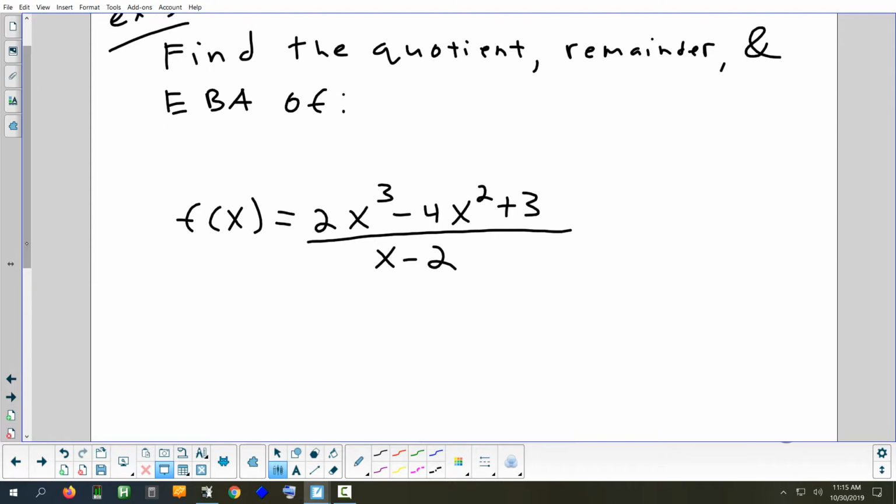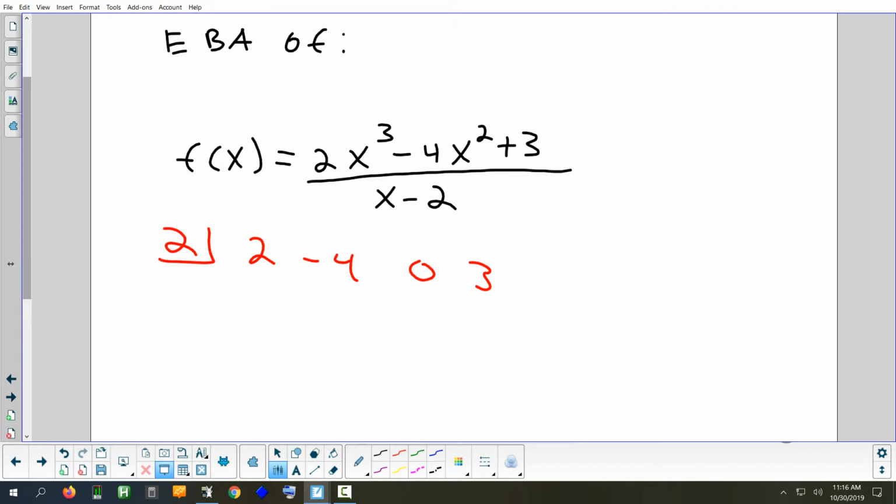Is this a problem that I could do synthetic division on? Yeah, it's of the form x minus a number. So when I have a choice, I prefer synthetic. I think it's faster. What number goes on the outside? Yeah. 2. And what's going to go for my numbers on the inside? Just be careful, Zach. 2, 4, 0, 3. Nice. You remember the 0, which, sometimes people forget it.